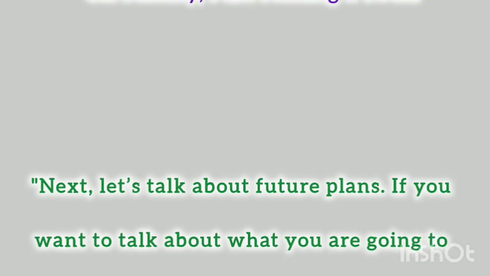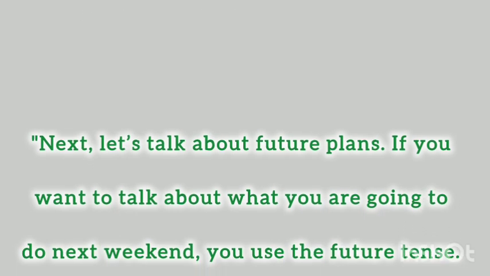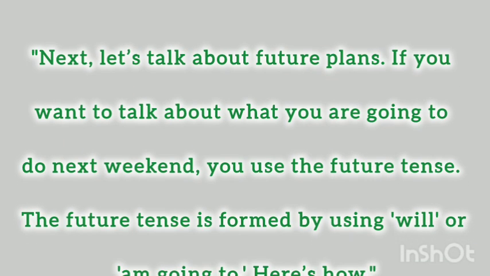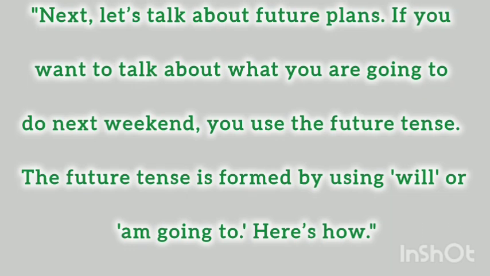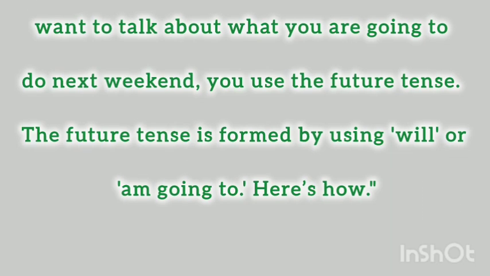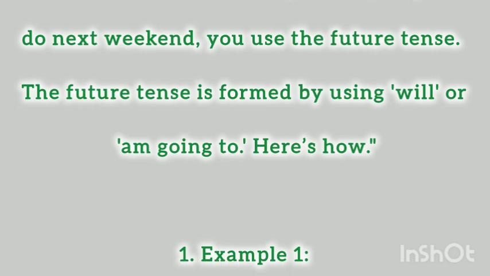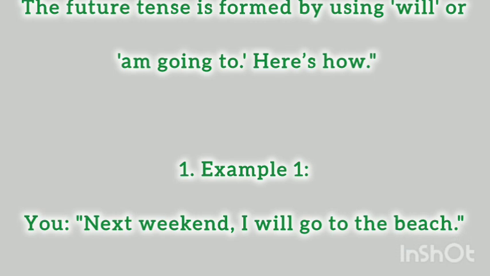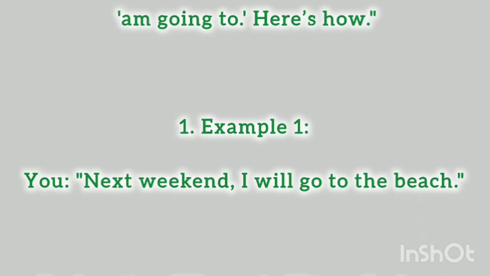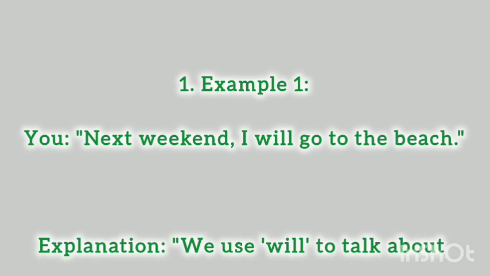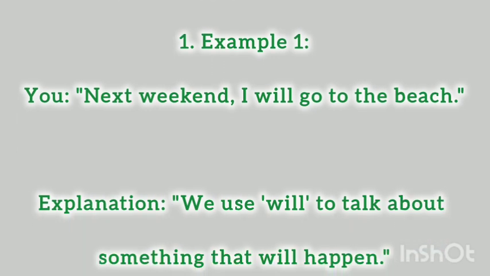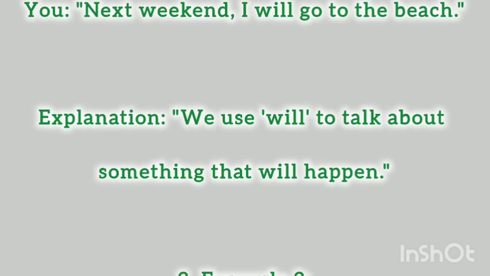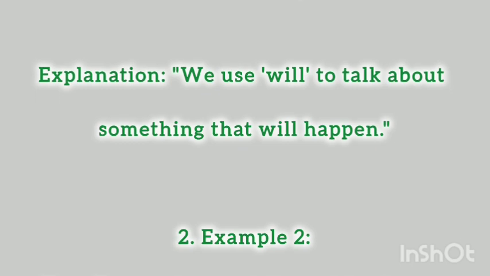Next, let's talk about future plans. If you want to talk about what you are going to do next weekend, you use the future tense. The future tense is formed by using will or am going to. Here's how. Example 1. Next weekend I will go to the beach. We use will to talk about something that will happen.